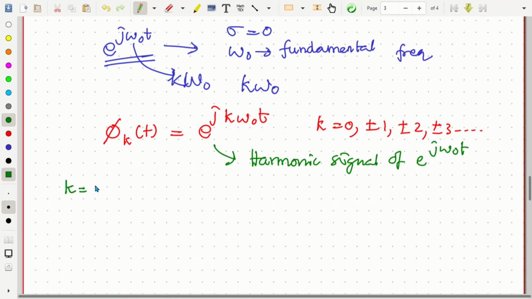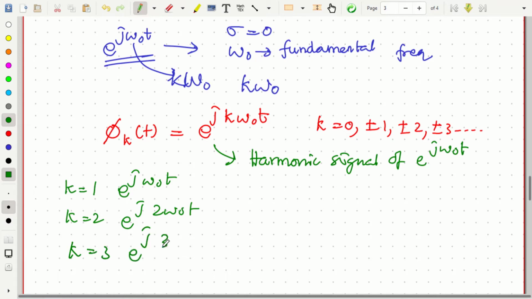When k is equal to 1, the equation will be e power j omega 0 t. When k is equal to 2, it is e power j 2 omega 0 t. When k is equal to 3, it is e power j 3 omega 0 t. Here you can see that the frequency is increasing. So these are all harmonics, which we have discussed in the Desmos.